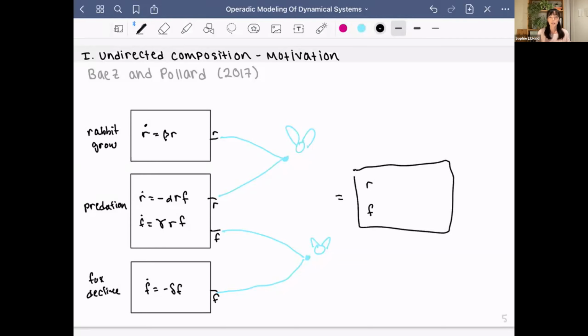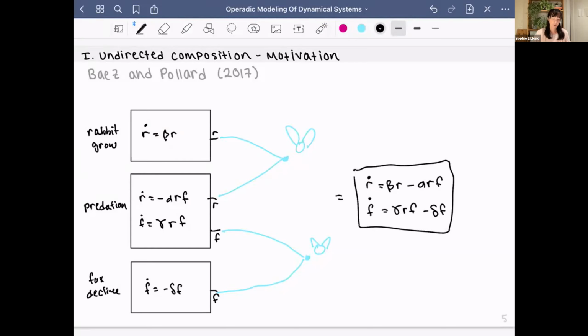The way we determine the dynamics is via this slogan, which I call add along shared coordinates. For the rabbit population, we're going to add the dynamics coming from the rabbit growth model and the predation model. So we get that R dot is this. And similarly for foxes, add along shared coordinates. And this really produces the Lotka-Volterra predator-prey model.